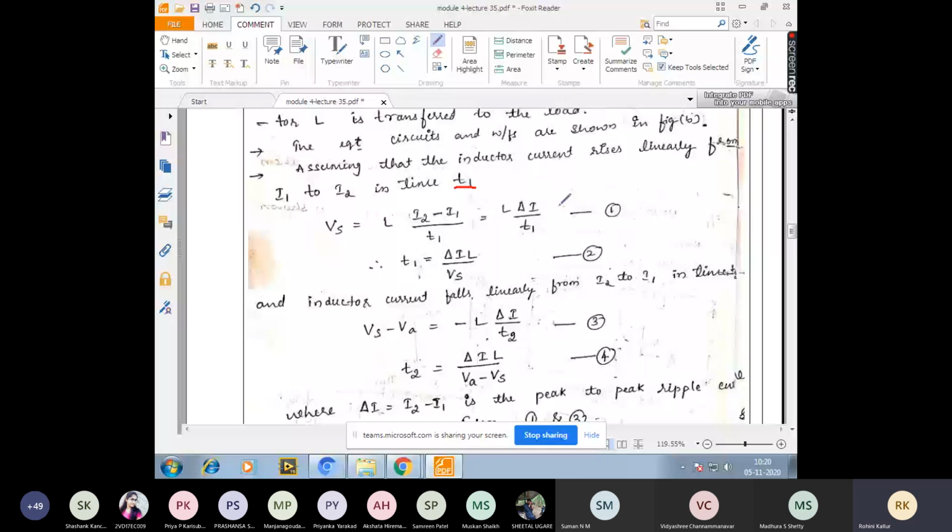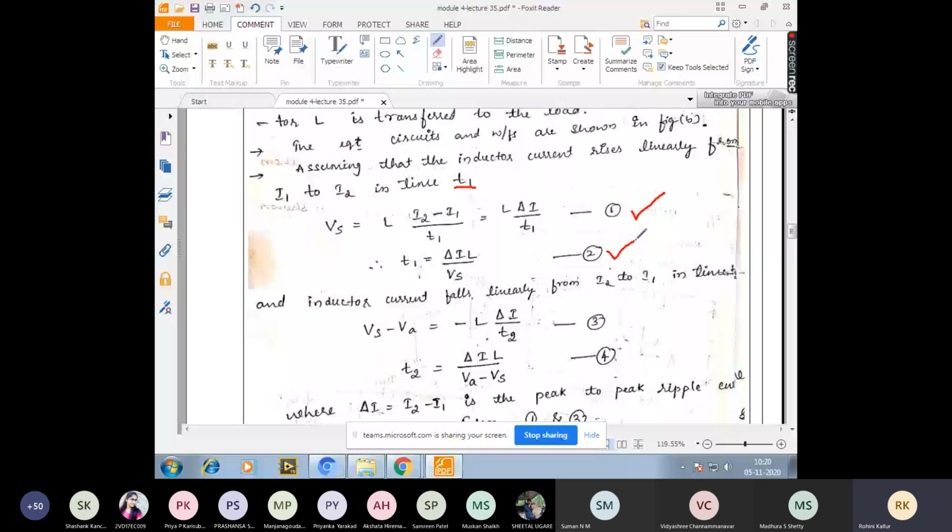If you remember, the same type of derivation we have done for the buck regulator also, and we will be following the same procedure here. So Vs is equal to L into delta I divided by T1, call this equation number 1. Now I want the equation in terms of small t1, so rearrange this. T1 is equal to L into delta I whole divided by Vs. So this is equation number 2. Fine.